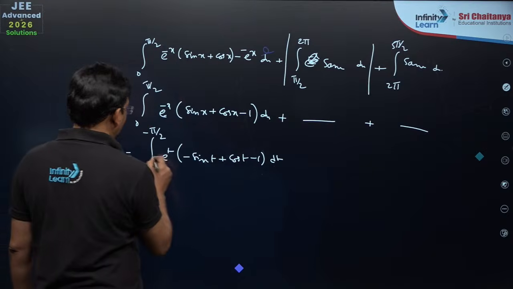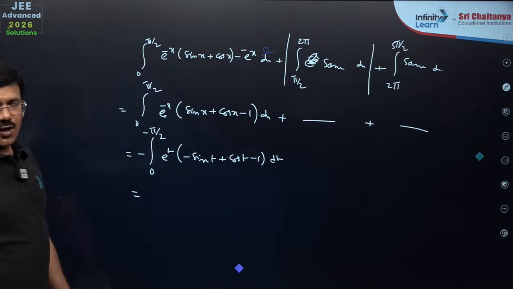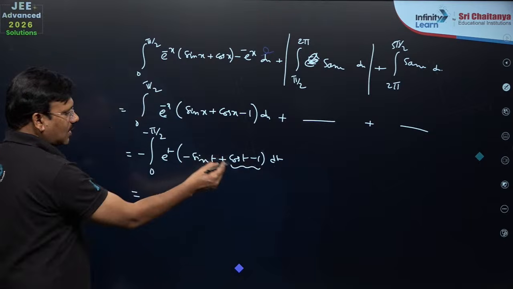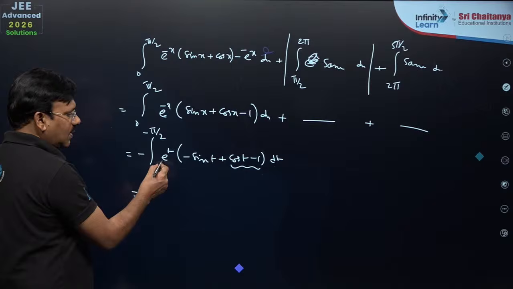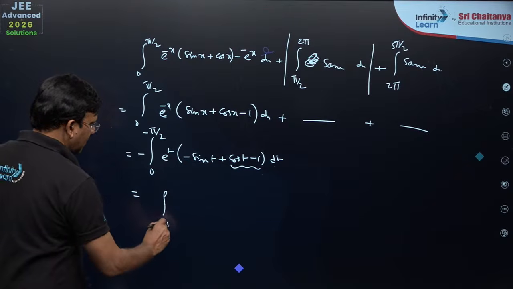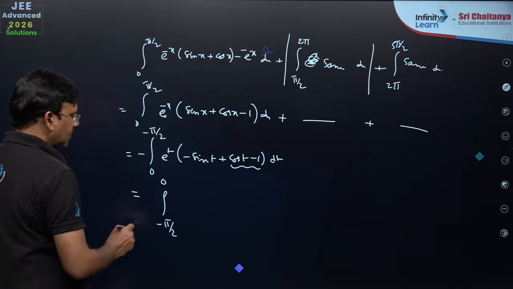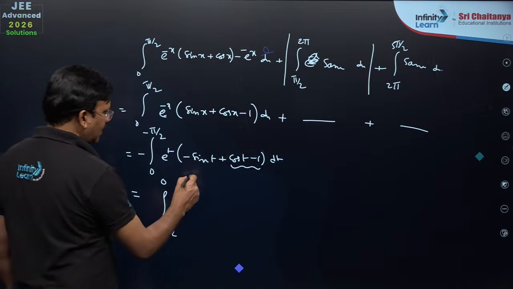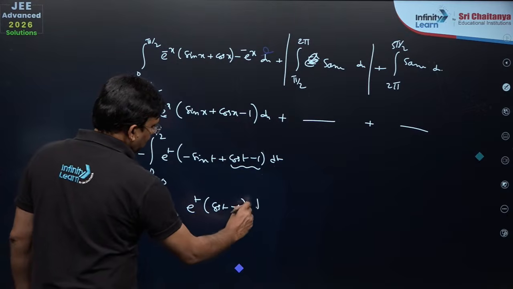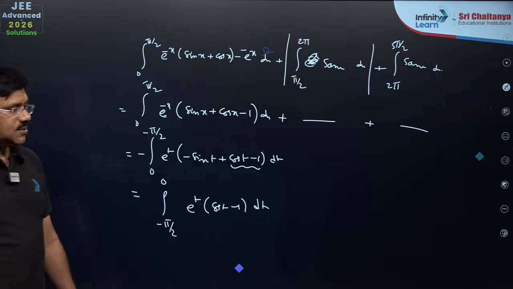so dt with minus. You see, if you take e power t into f of t, what is its derivative, cos t derivative minus sin t, e power x into f of x plus f dash x. So this is integral minus pi by 2 to 0, so e power t into cos t minus 1 dt. Now you can compute this.